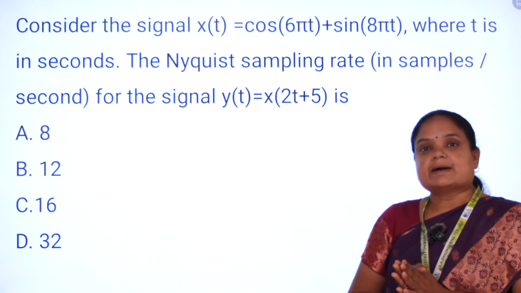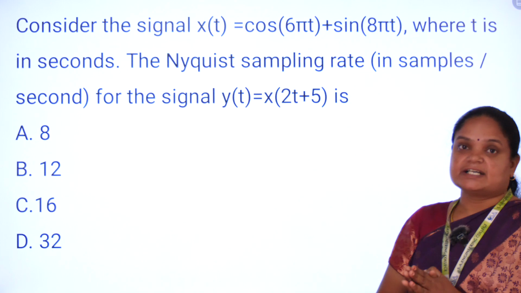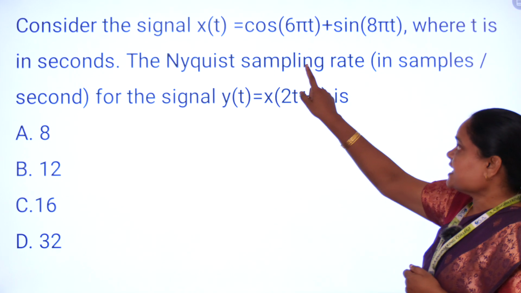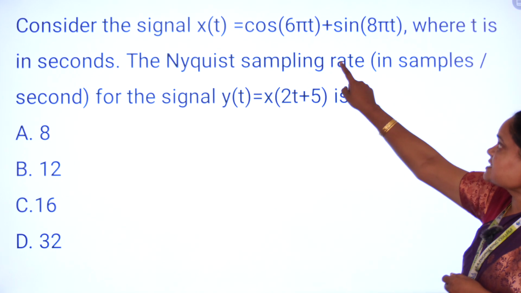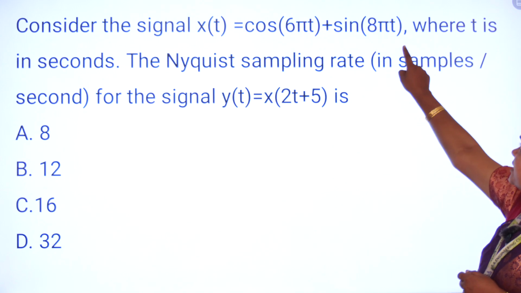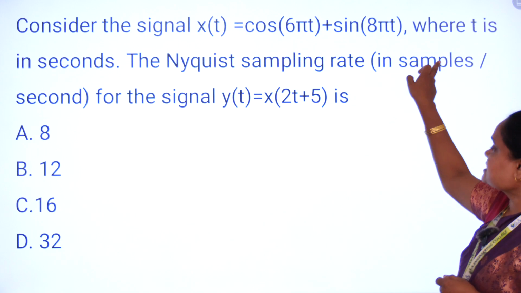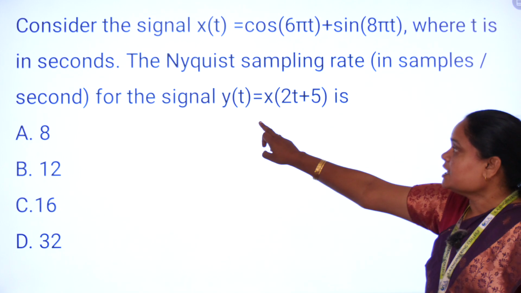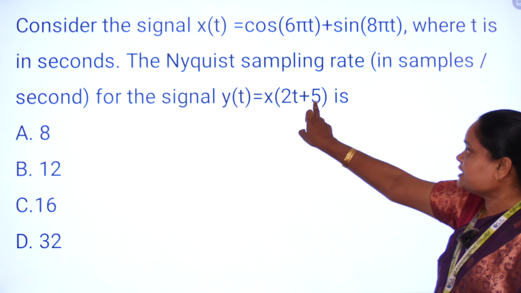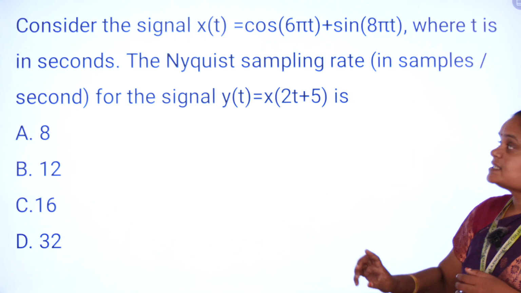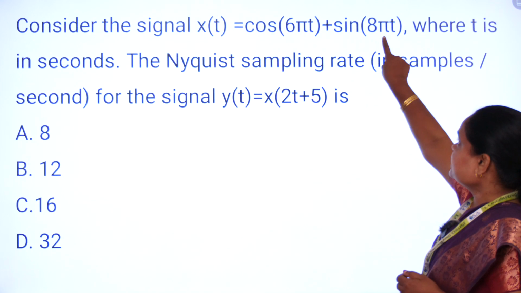Now we enter into sample questions, previous year GATE questions. Consider the signal x of t equal to cos 6 pi t plus sin 8 pi t, where t is in seconds. The Nyquist sampling rate in samples per second for the signal y of t equal to x of 2t plus 5 is... see here, cos 6 pi t plus sin 8 pi t.